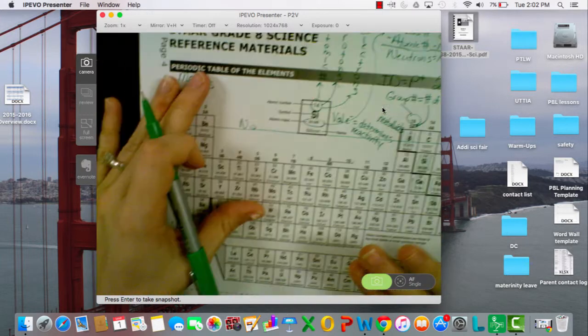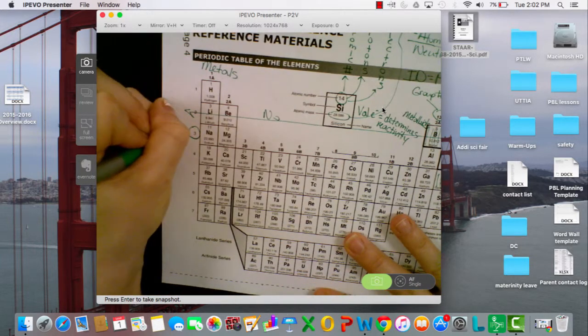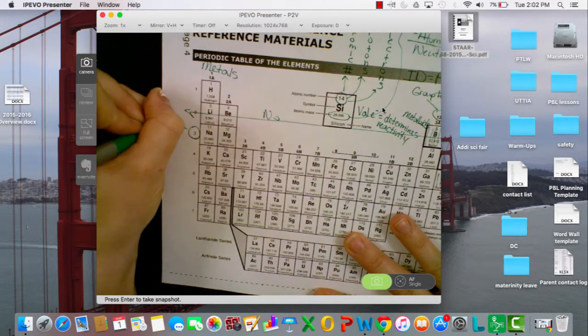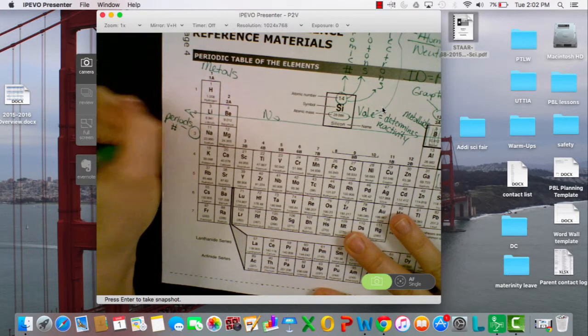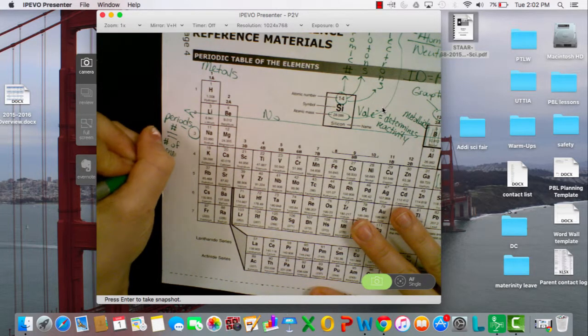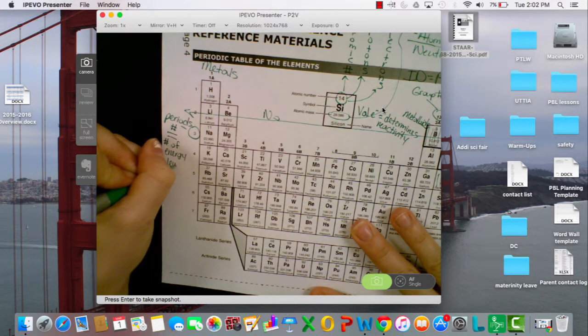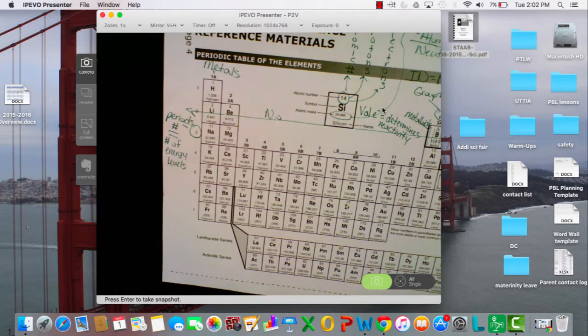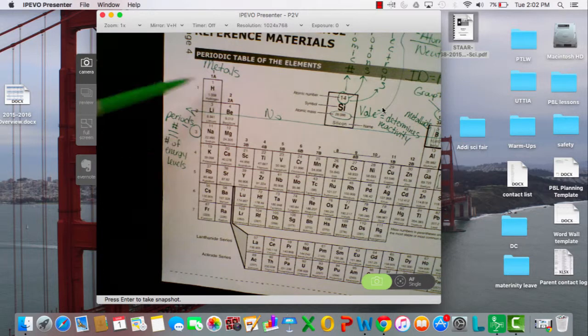So what are these going side to side? These are called your periods. And this is a period number. And remember, a period number tells us the number of energy levels. Okay, so I know that sodium has 3 energy levels and 1 valence electron because it is in period 3, group 1. Okay?